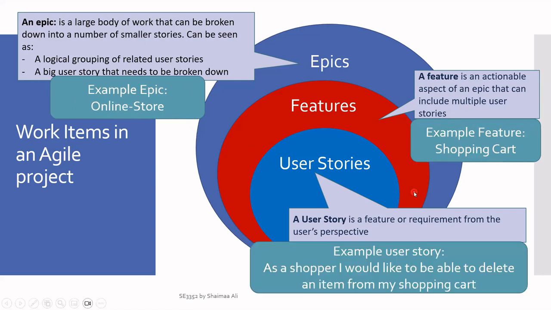Now, a particular user story under this would be as a shopper. Now, there is a format for the user story. I will talk about it in a bit, but this is how it would look. As a shopper, I would like to be able to delete an item from my shopping cart. So one atomic feature or one atomic requirement from one particular user type's point of view.